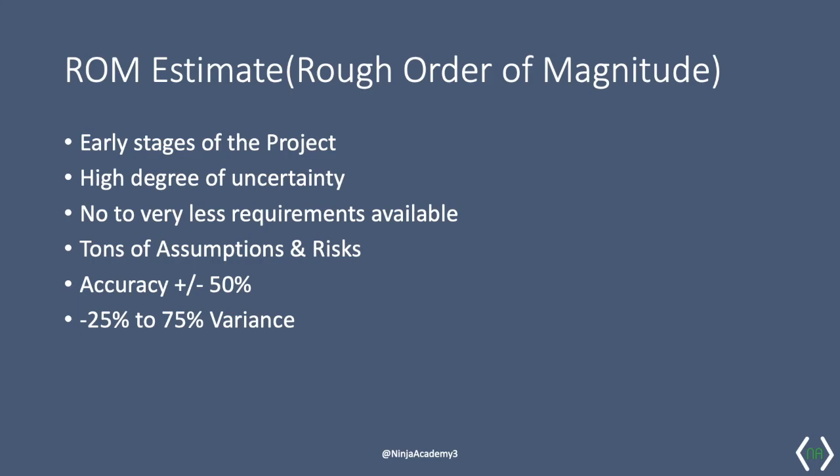Developing a RAM estimate is a skill, and it has to be performed by subject matter experts who understand the nitty-gritties of estimation and have some prior estimation experience. And secondly, when developing a RAM, it is important to understand that the estimate is a rough order of magnitude estimate with accuracy of plus or minus 50%. Depending on the source, the variance can be as much as 100%. A variance of minus 25% to plus 75% is also common for ROM estimates.